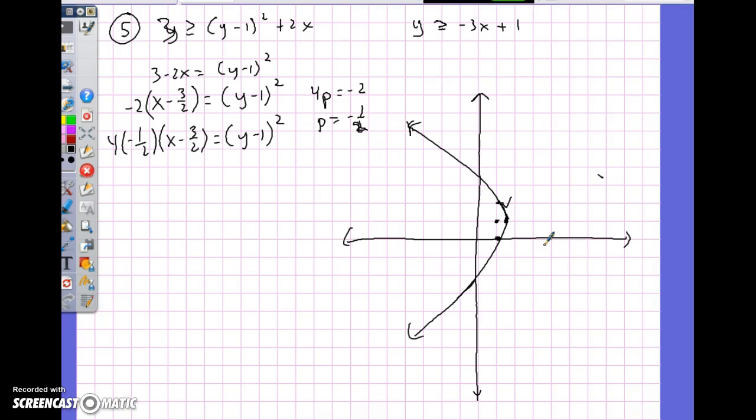And I go whoop, whoop like that. So how do you know again that it's that way? Because it was negative. I said instead of my P being positive, it was negative, so I go left. Okay, good. All right, so that's one of them.